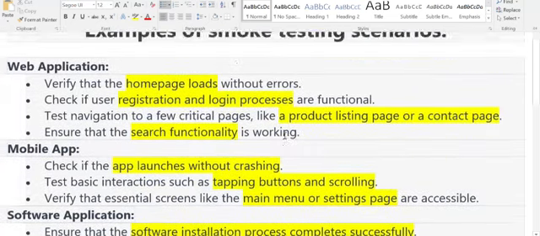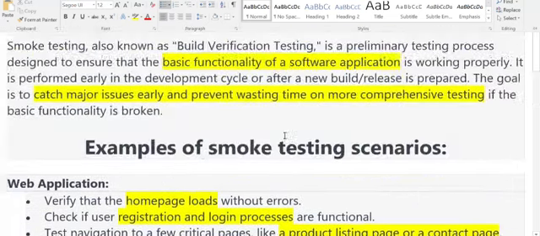So everyone, first of all, smoke testing is a build verification testing. It is also known as build verification testing. So try to learn these 3 examples and get the knowledge of smoke testing.